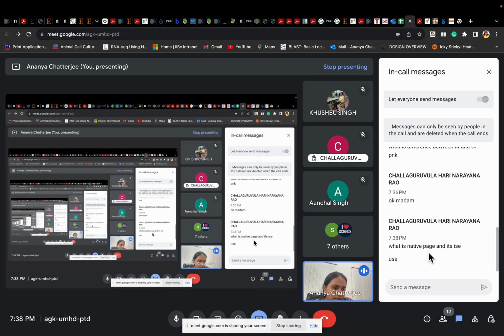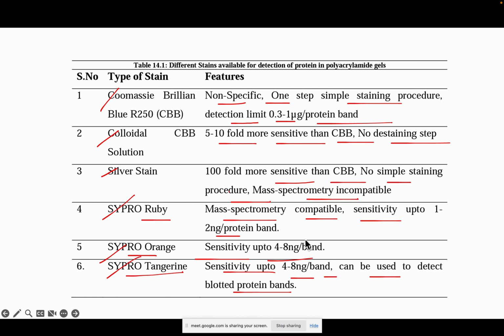Okay, what is native PAGE and what is SDS-PAGE? Native PAGE I discussed in the previous class. Native PAGE means you will be able to visualize, or resolve, your protein in its native condition. What is native? The protein has primary, secondary, tertiary, quaternary structure. Native means whenever you are isolating, purifying or getting the protein, you visualize it in the same state. You are not denaturing the protein, you are not reducing the protein.